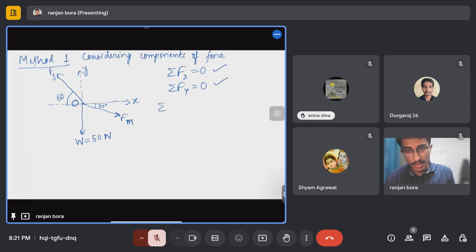Now, summation Fx equals 0. We will take the components of these forces. What is the component of this force Fm along the x direction?